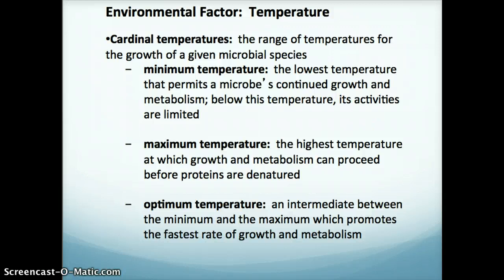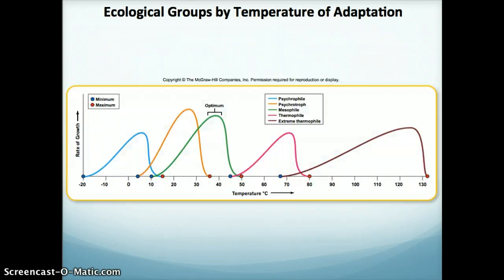And then each microbe, for its individual species, will have an optimum temperature. This is somewhere in between that minimum and maximum temperature where you have the fastest growth rate and metabolism rates. So when we look at this figure in your book, and this is a really good one, showing the different temperatures that you might see some of these microbes at, this is figure 6.5, and we see a bunch of different groupings of microbes.